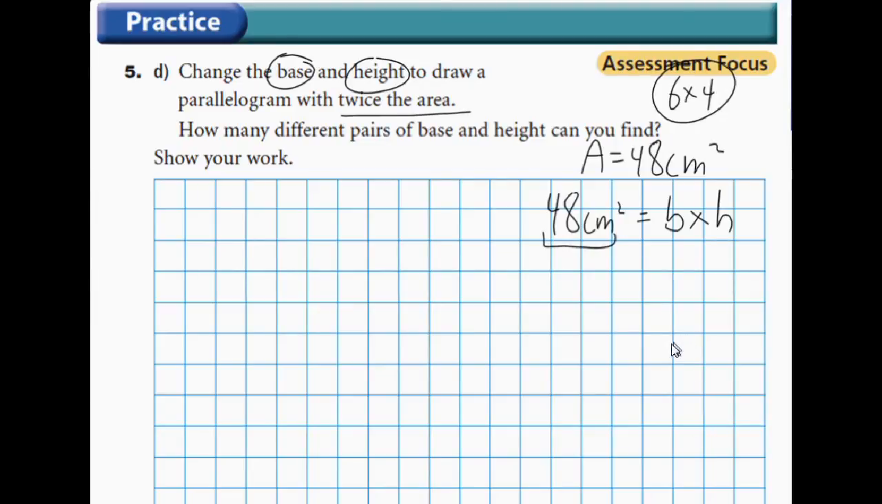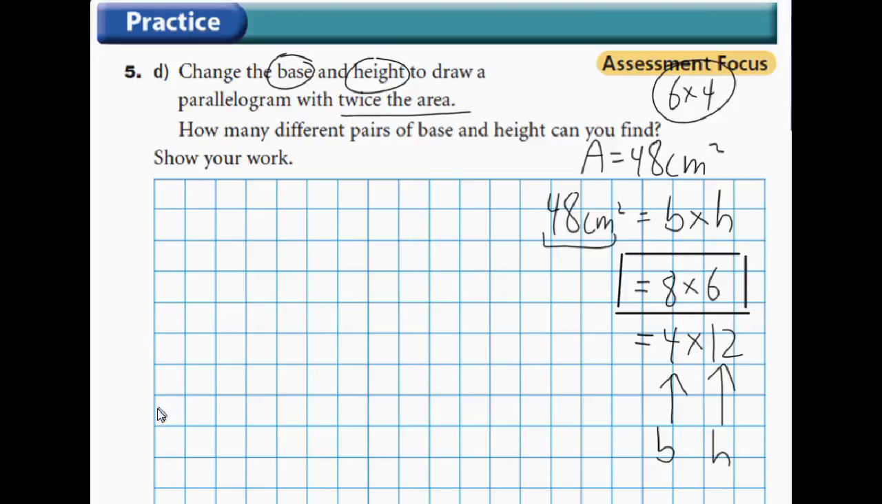So 6 times 8 is not going to work because we already have 6 for the base. But what about 8 for the base and 6 for the height? That's going to change both of them. So that's one option. 12 and 4 would work, or rather 4 and 12. We could do that. So the base could be 4 or 8, and the height in this case could be 12 or 6. Both of those are going to work. Let's take a look and see the first one here, the 8 and the 6 one.